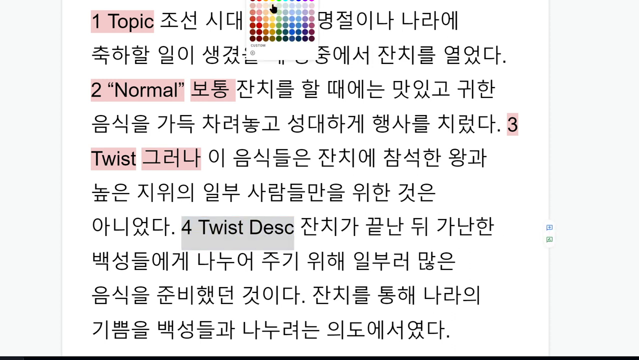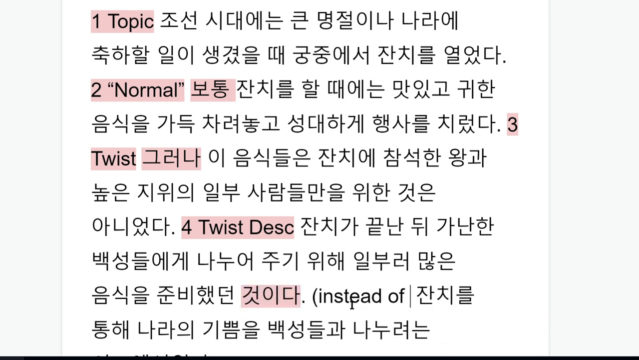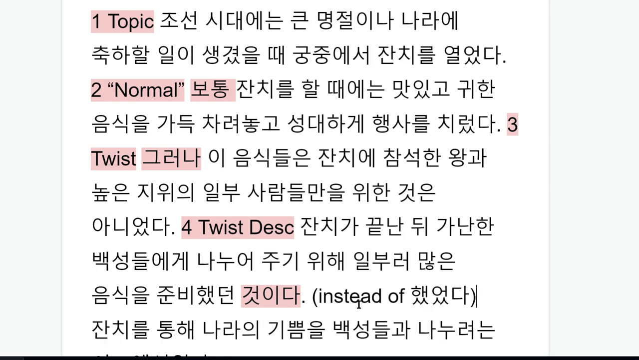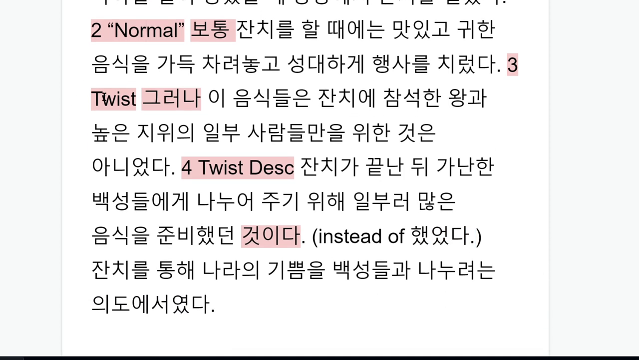And because this is a description of the twist, is why we have 했던 것이다 instead of 했었다, which would be the one where you are not assuming this structure, where we have the topic, where it's normal, but there's a twist, and we are trying to describe it. So if it was not structurally set up this way, then you just say 했었다.